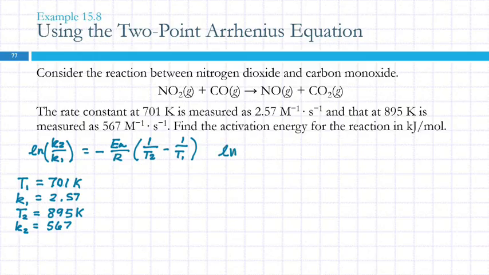So the natural log of K2, 567, divided by K1, and see those units cancel each other out. Wouldn't it affect it if we did it the other way around? If you call this one 2 and these 1, you're going to get the same answer. Oh, really? Yeah, through the magic of math. We don't need to understand why.